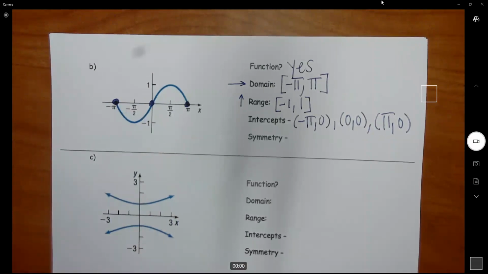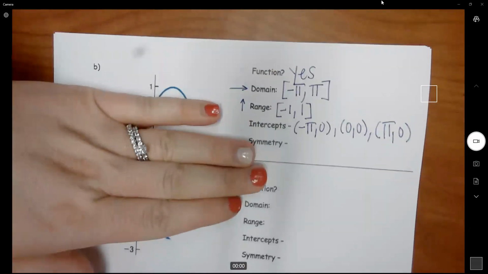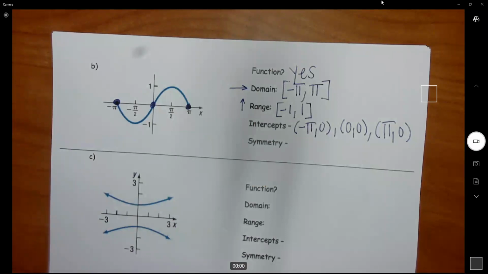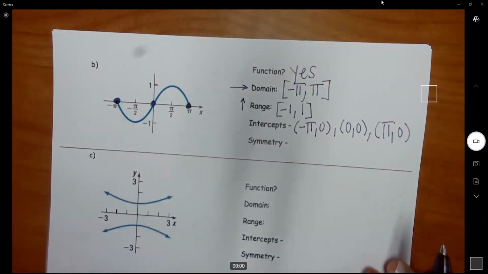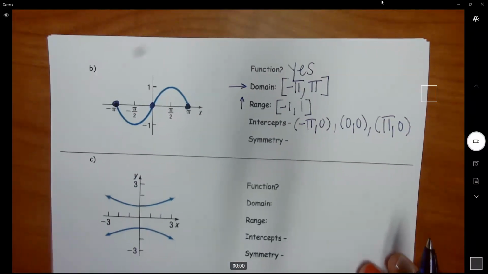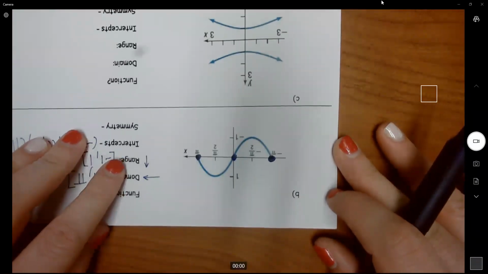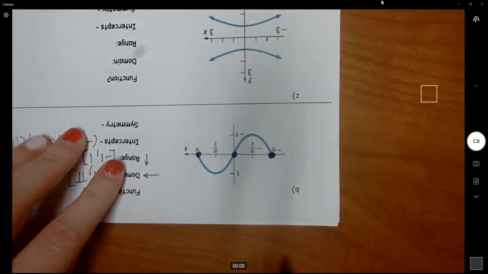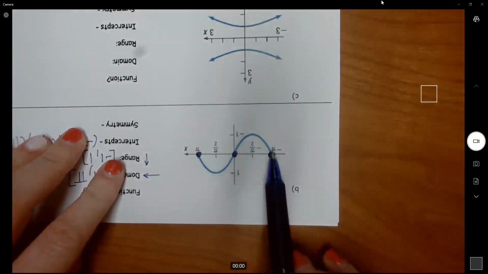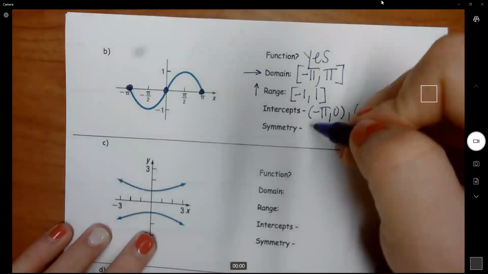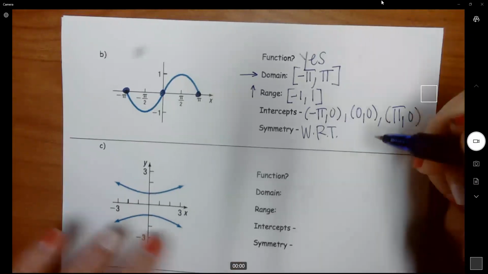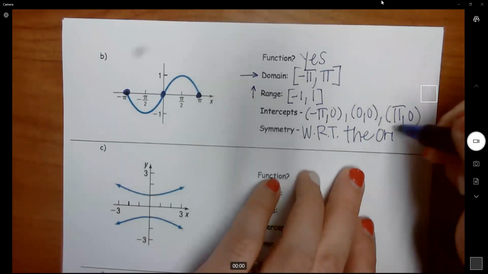Okay, let's see if this has any kind of symmetry. Does it have x-axis symmetry? If you take it along the x-axis and mirror it over, does it land on top of each other? No. How about on y? If you fold it over here, does it land on each other? No. How about if I rotate it 180 degrees for some origin symmetry? That looks the exact same. This has origin symmetry. Notice it goes down and then goes up. Here it goes down and back up. So this has symmetry with respect to the origin.